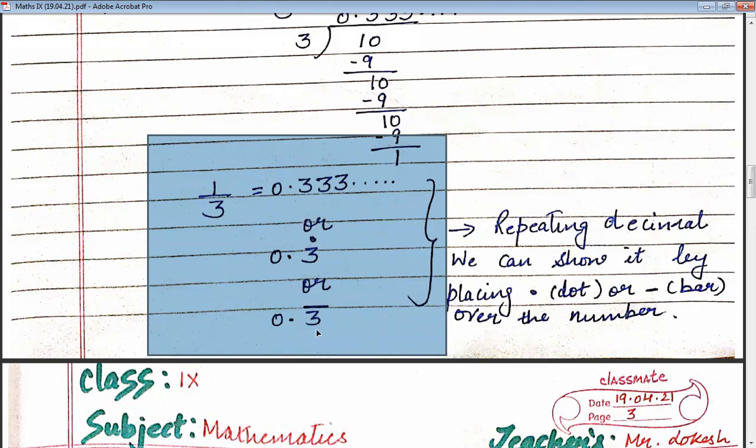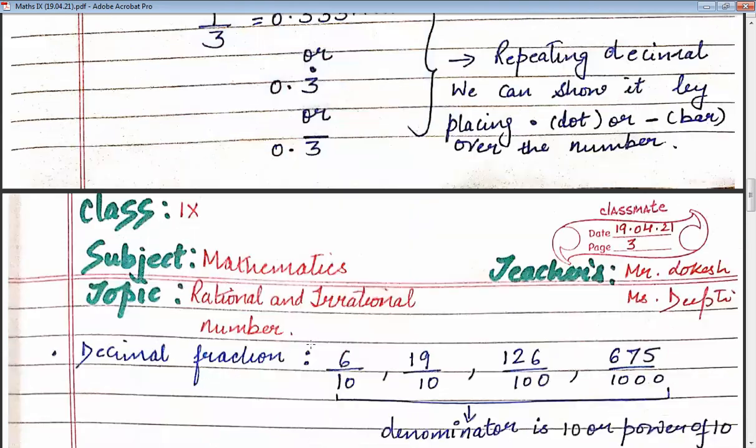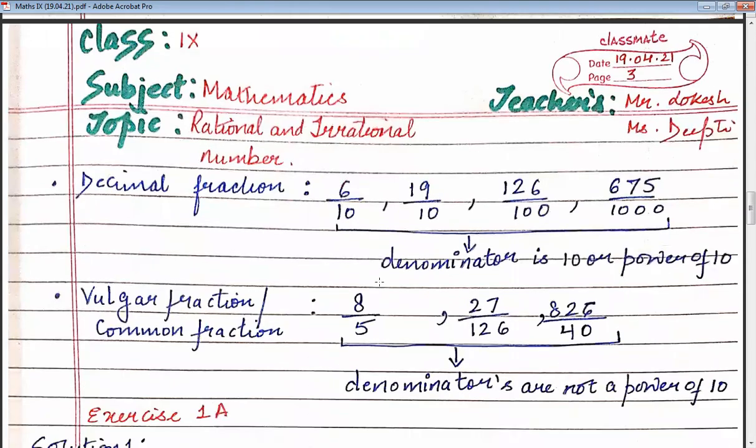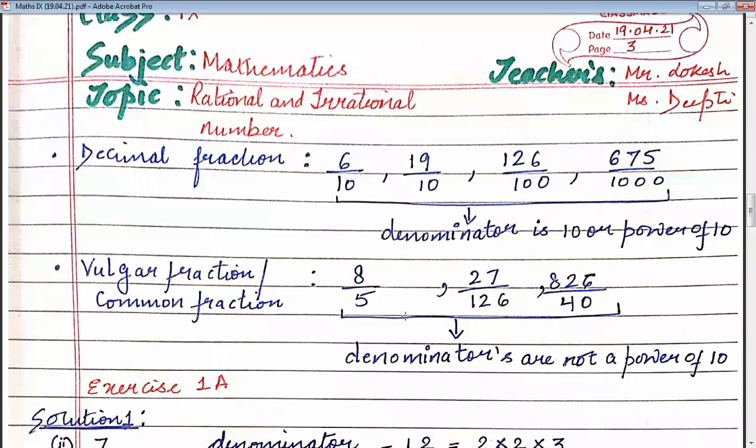Okay, so just have a look. 1 upon 3, you can write it as 0.333 and so on, or you can write 0.3 with a dot. You will put a dot over the digit, or you can write 0.3 bar. Dot or bar means that digit is repeating continuously. I hope you are clear with repeating decimal.